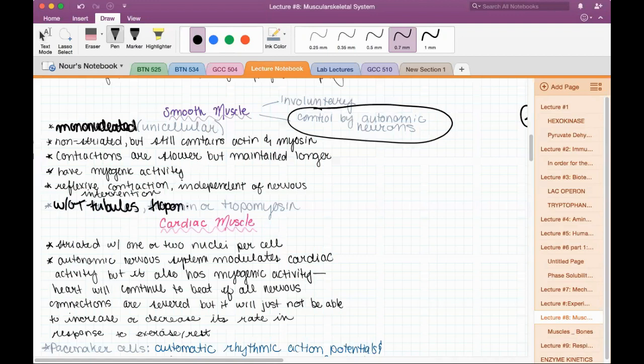So remember these names: troponin, T-tubules, and tropomyosin.